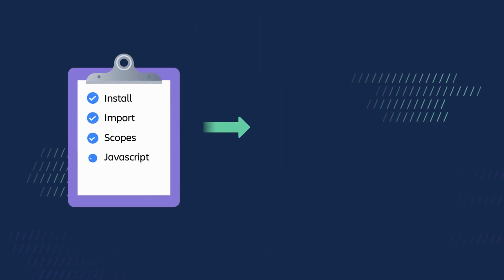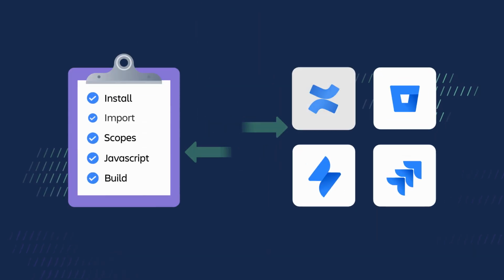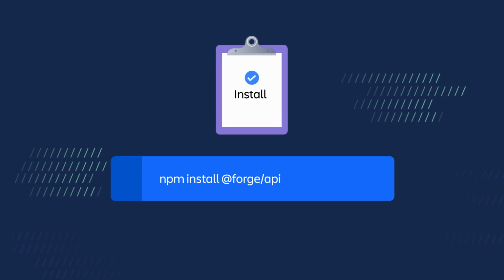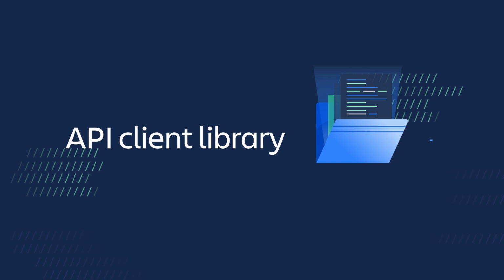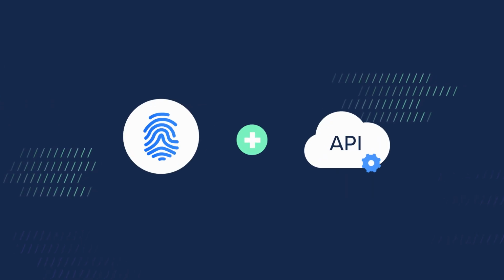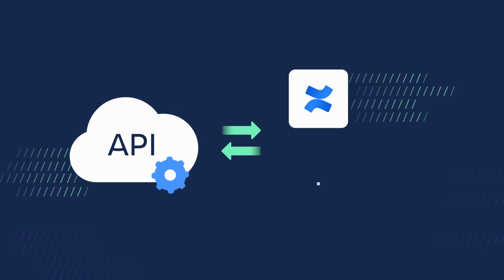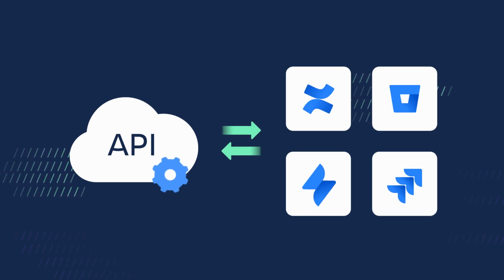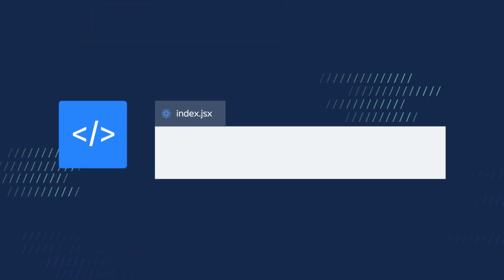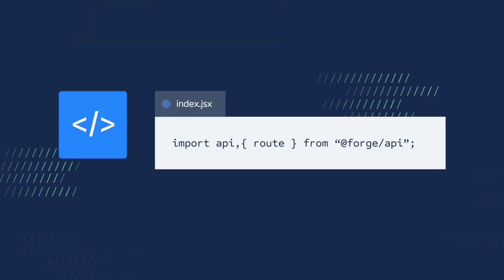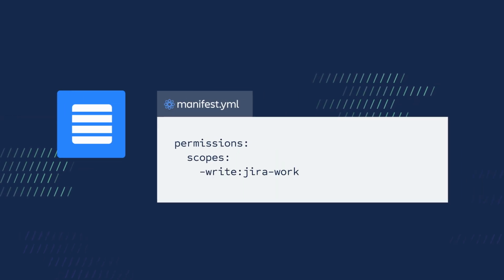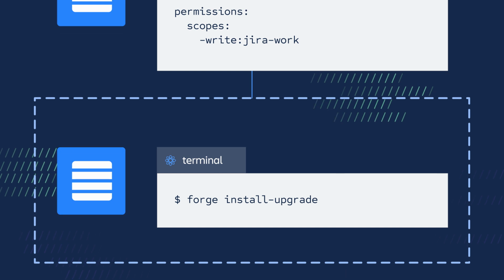Now, here's what you need to call an Atlassian API in Forge. First, install the product fetch API. This is an API client library that helps with authentication and Atlassian product API requests. You provide the request URL and authentication headers for the API service you want to call. In your JavaScript file, import the package. In your manifest file, update your scopes. You can now build the API request in your JavaScript file.